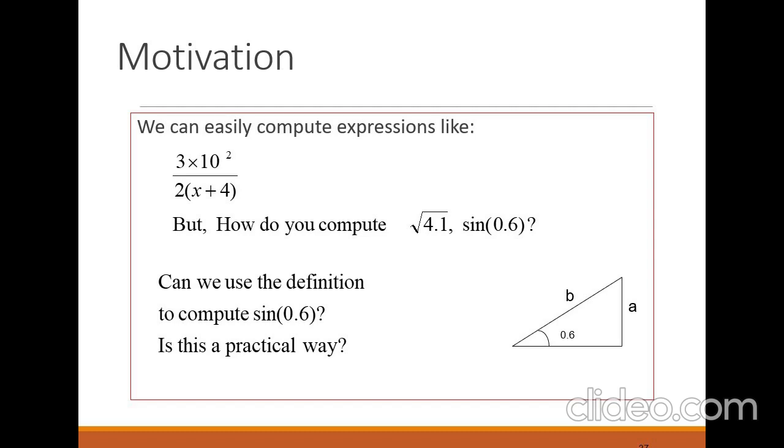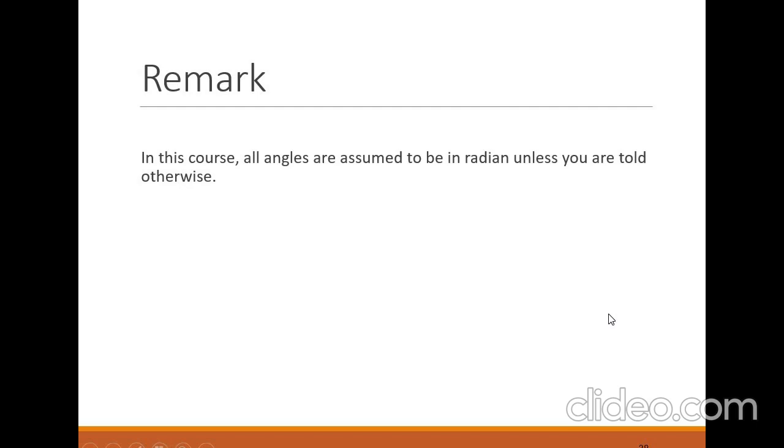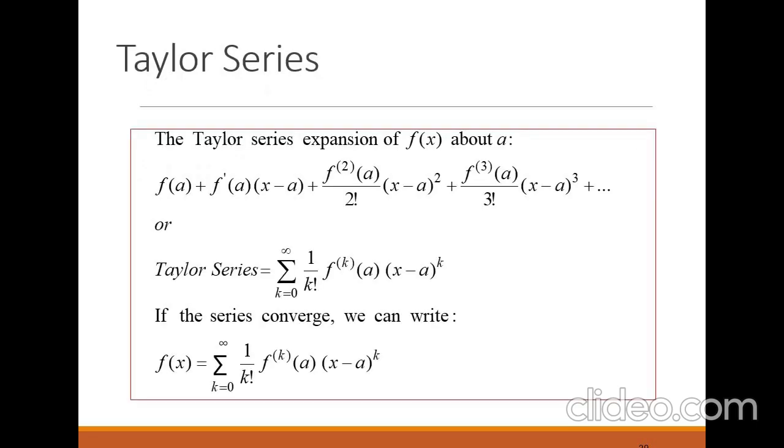Similarly, if you are given sine of 0.6, you can use the definition of trig, because you know that sine is equal to opposite over hypotenuse. So sine of 0.6 will be opposite over hypotenuse. What we are then interested in is finding these two variables, your A and B. In this course, remember that all angles will be in radians unless stated otherwise.